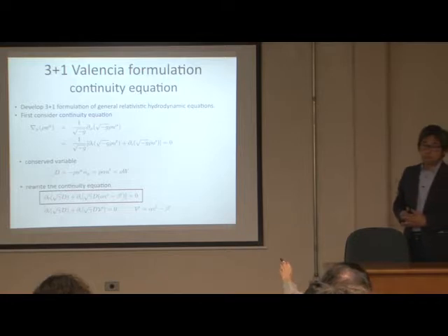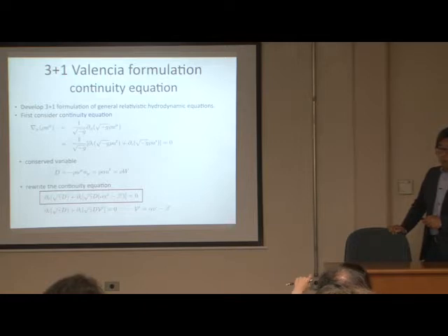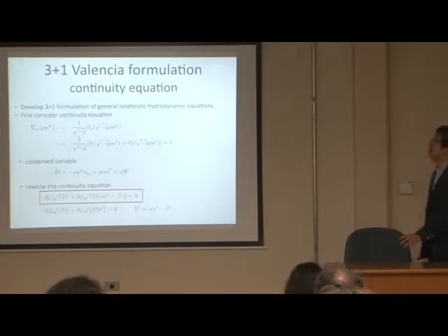You said that the conserved part D is equal to that one, but you said that sometimes it can be simply rho times the Lorentz factor. Why did you say sometimes?